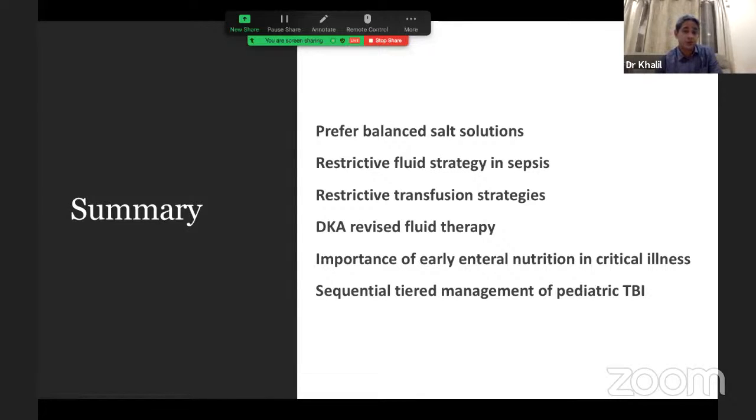And last but not the least, the most important is the management of the CNS emergencies, and most commonly in pediatric critical care, the pediatric TBI, where sequential tiered management can be adopted so as to control refractory rise in intracranial pressure.